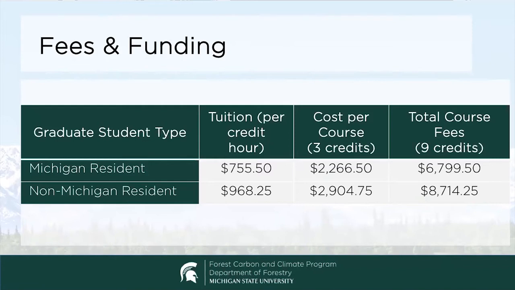And I just wanted to share these costs with you. You can see in the first column is tuition per credit hour, and then it goes to per course because there are 3 credits per course. And then if you took all 3 courses, that's what your total fees would amount to.